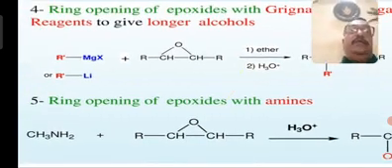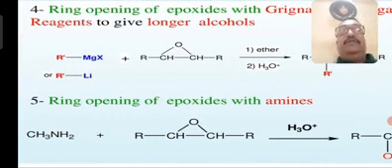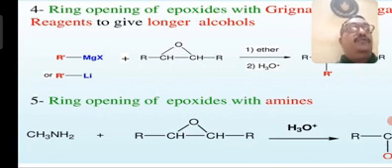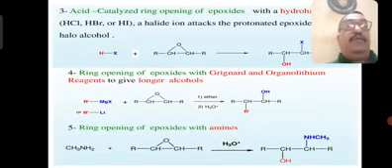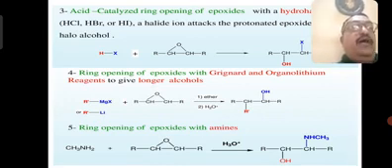Now similarly, the ring opening reaction with amines. For example, methylamine CH3NH2 and RCH-CH2 epoxy compound. When treated with amine, what happens to the product? You can see that in NH2CH3, the NH group attacks the carbon and O will be converted into OH. An amino alcohol is going to form, that is called amines.